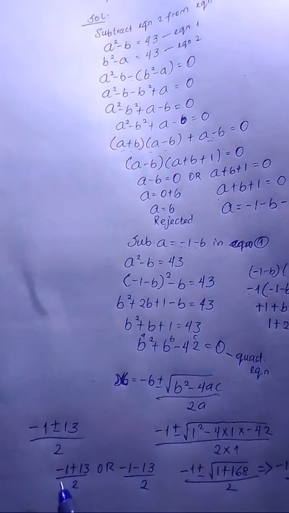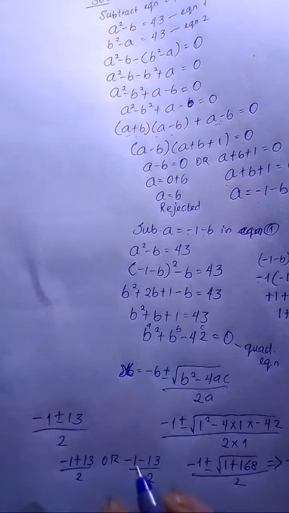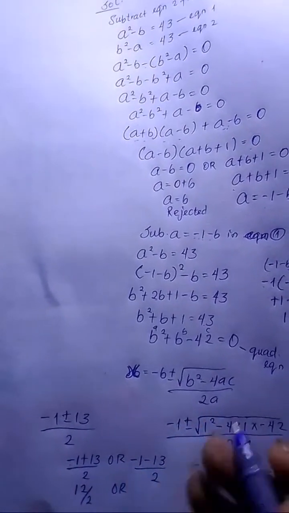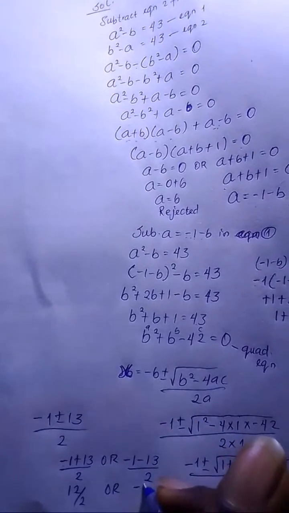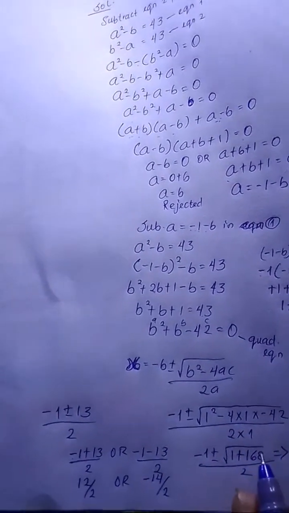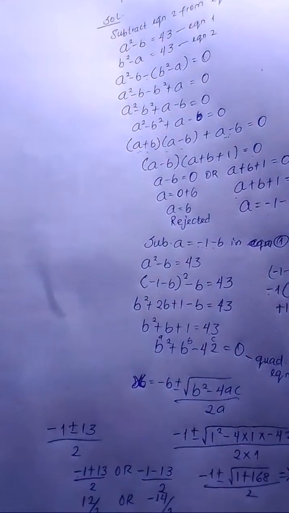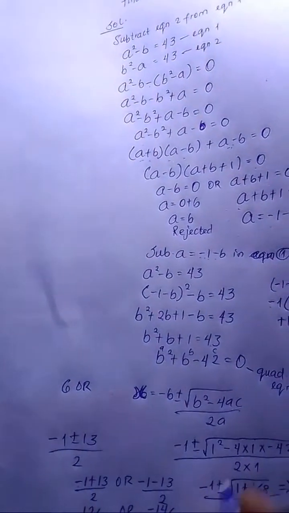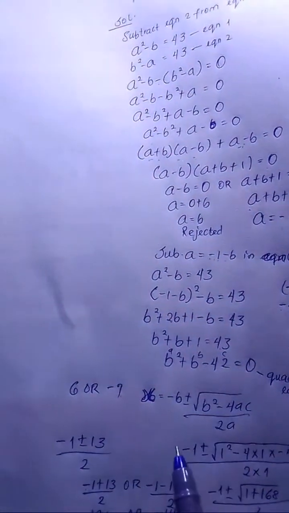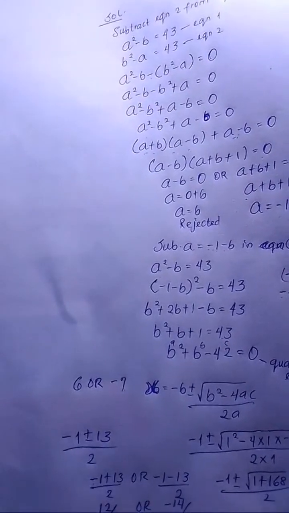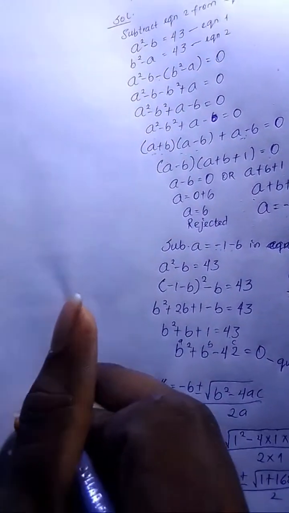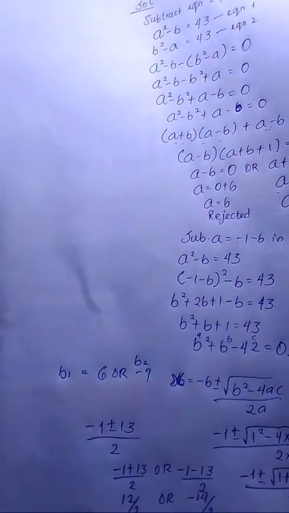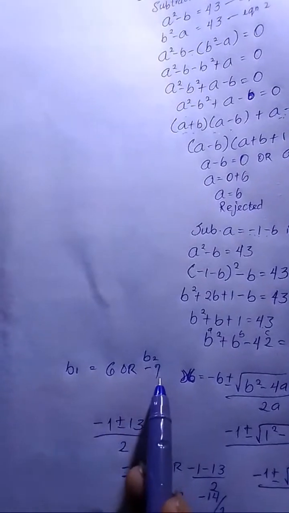So from here, minus 1 plus 13 is giving us 12 over 2, or minus 1 minus 13 is giving us minus 14 over 2, right? Let's write our answers here. So 12 over 2 gives us 6, or minus 14 over 2 gives us minus 7. So these are our answers for B: B1 equals 6, B2 equals minus 7.